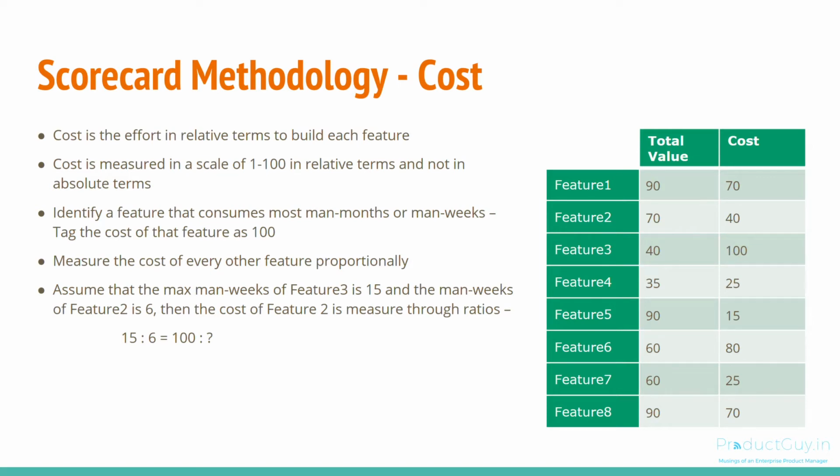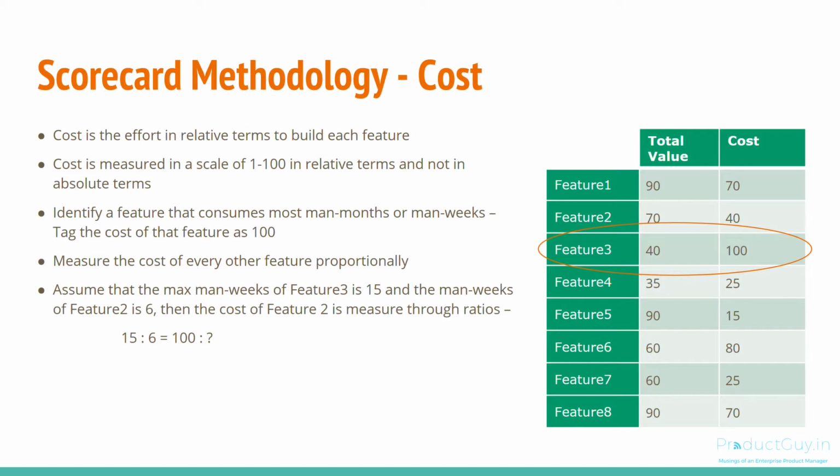The simplest way to measure cost is to calculate the man-weeks of effort required to develop each feature. I've just gone a step ahead and converted them into percentage values in the range of 1 to 100. Pick the feature that consumes the most man-weeks and tag its cost as 100. Measure the cost of the remaining features proportionally.